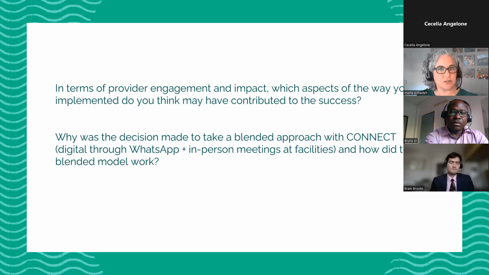It was both digital through WhatsApp groups, but also with in-person meetings at facilities with providers. So that's quite different than the other two contexts, where things were done more in person, or one way or the other. So, Upendo, could you also tell us why this decision was made to take a blended approach and how this model worked? Over to you.